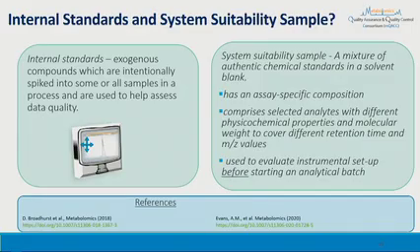The internal standards are exogenous compounds which are intentionally spiked into some or all of the samples in a process and are used to help assess the data quality. On the other hand, the system suitability sample is a mixture of authentic chemical standards in a solvent blank. It has an assay-specific composition and comprises selected analytes with different physicochemical properties and molecular weights to cover different retention times and m/z values. It's used to evaluate the instrumental setup before starting an analytical batch.